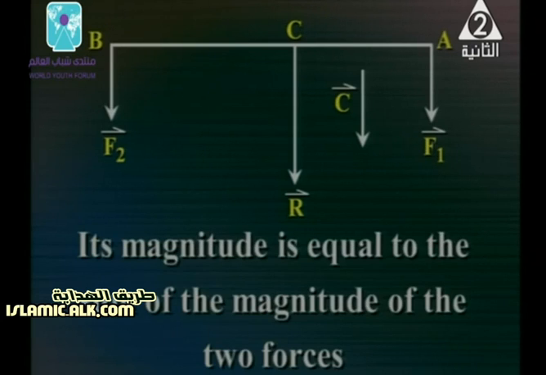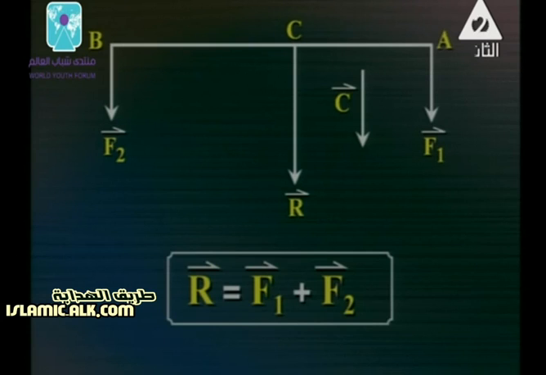Its magnitude is equal to the sum of the magnitudes of the two forces, and its direction is the same as that of the two parallel forces. We have F1 and F2, two forces. The first acts at point A, the second acts at point B. Then the resultant of the two parallel forces equals the sum of the two forces, F1 plus F2, and its direction is the same direction as F1 and F2. Then vector R, the resultant of the two forces, equals F1 plus F2.